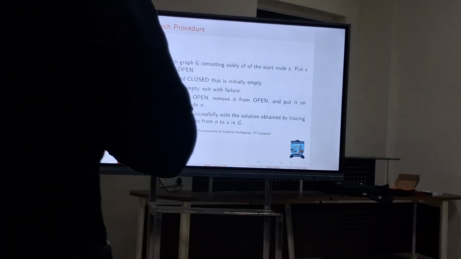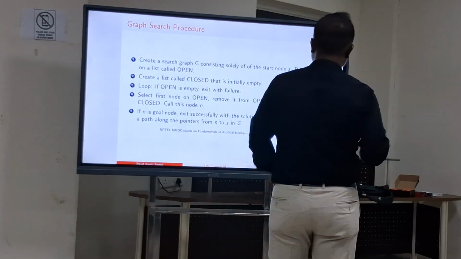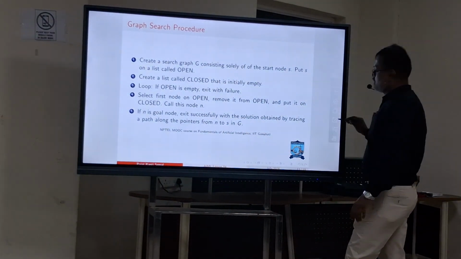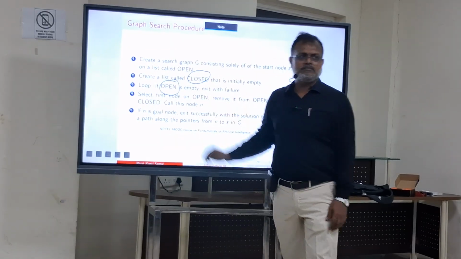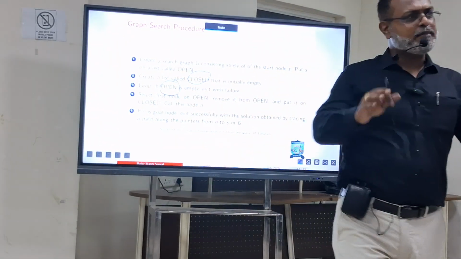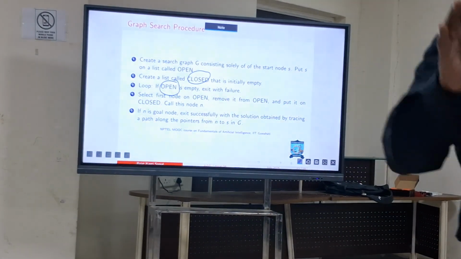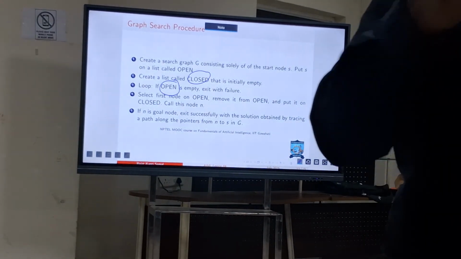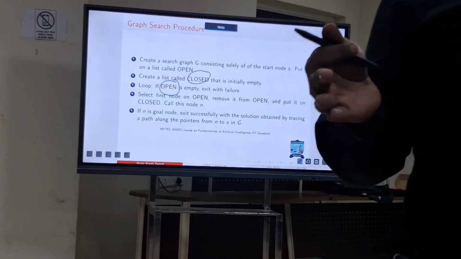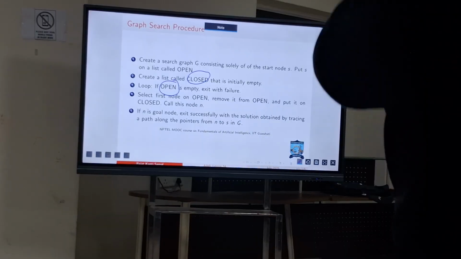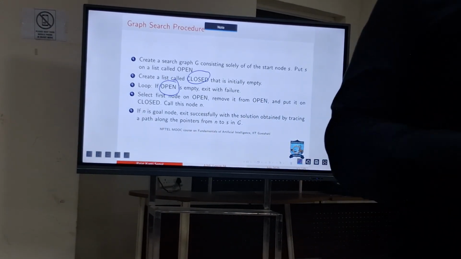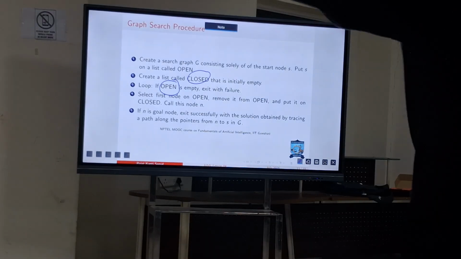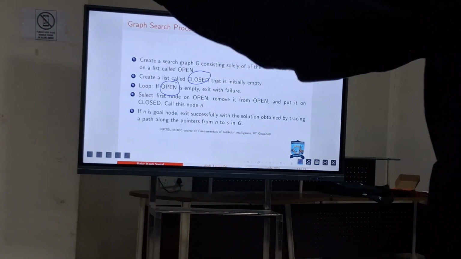Okay, so what is a graph search procedure? Listen: open, closed, very simple concept. Closed means you examine a node. For example, you travel regularly from Sambalpur to Bhubaneswar. But once you pass through that Badkara route, you now see that the road is completely damaged. Then you say that this is a closed node. You won't touch that again.